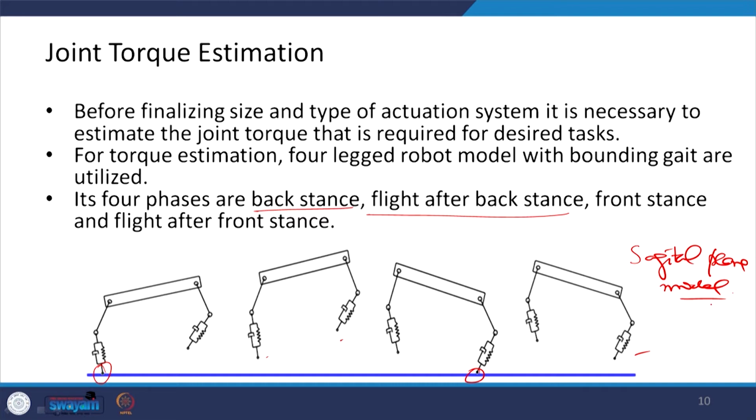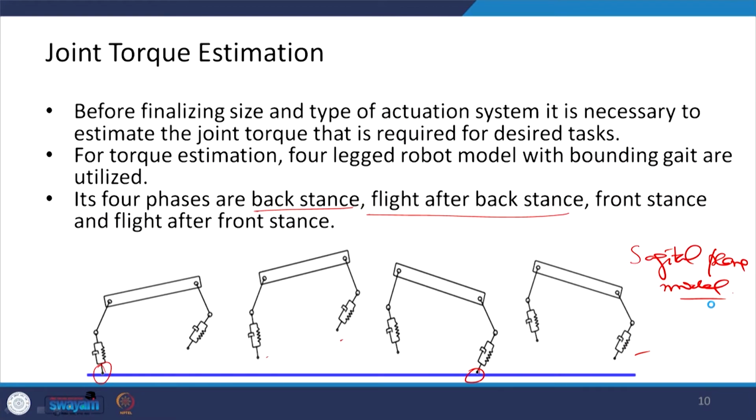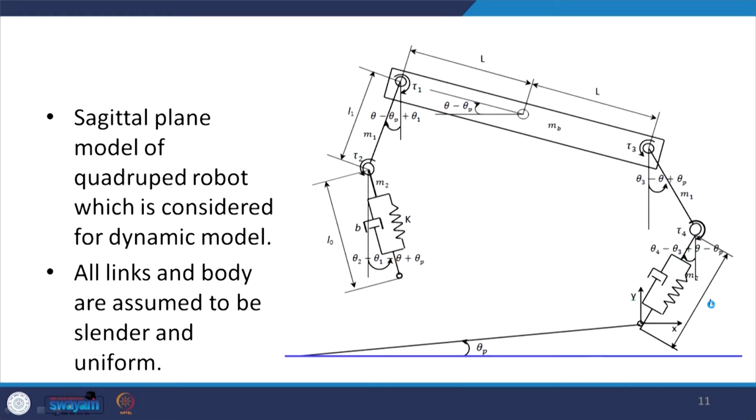As I said, after deciding what configuration we are going to use, we can calculate this torque requirement. So, here is the basic schematic for that. We considered an inclined plane here with angle theta p, and this is basically, you can say, the sagittal plane model.